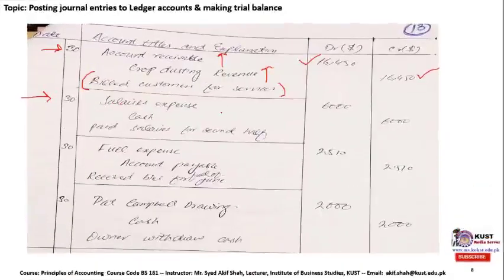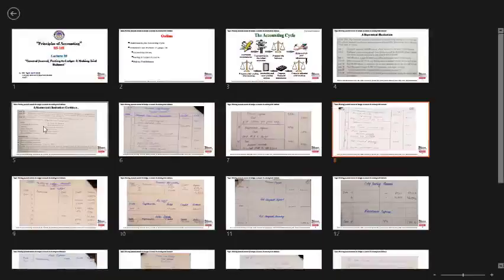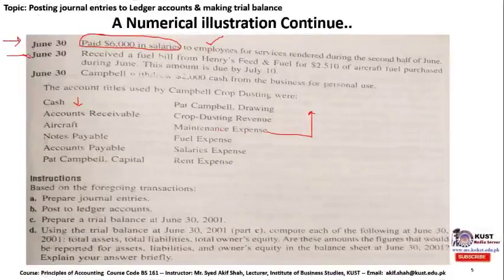Here we have recorded an increase in expense by 6,000 as a debit entry and a decrease in cash as a credit entry with $6,000. Let's move back once again to discuss the next June 30th entry. It states that we have received a fuel bill. This is something new. Our company has received a fuel bill from Henry Freight and Fuel Company for $2,510 of aircraft fuel purchased during June. This amount is due by July 10.